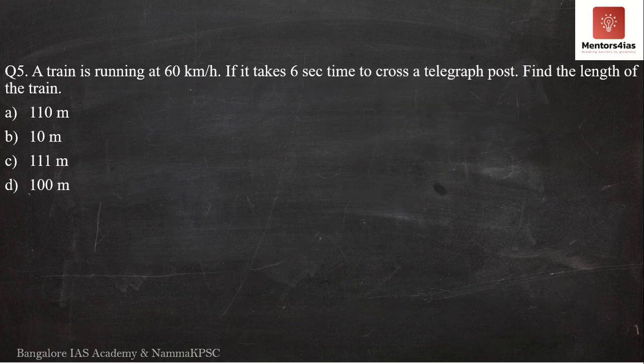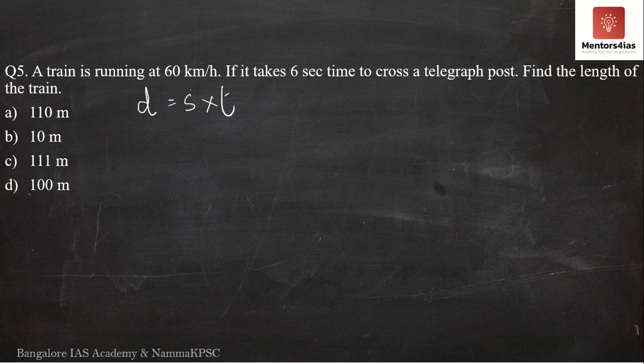Question number 5. Now, question number 5 says, a train is running at 60 kilometers per hour. If it takes 6 seconds time to cross the telegraph post, find the length of the train. Now, the question is asking for distance instead of time. The time has already been given as 6 seconds.